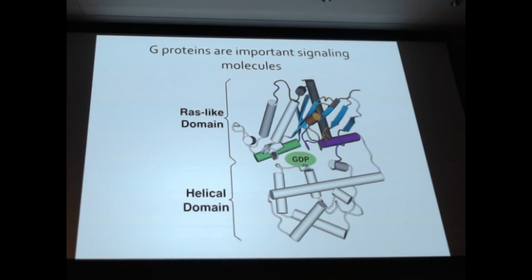And the way they work is that you can think of the default state as being this GDP-bound inactive state, and a GPCR will come along and catalyze an exchange of GDP for GTP, and that will transition this protein to its active state, and that will dissociate from the GPCR and go on to interact with downstream effectors and trigger intracellular responses. And this was interesting to us for a number of reasons.